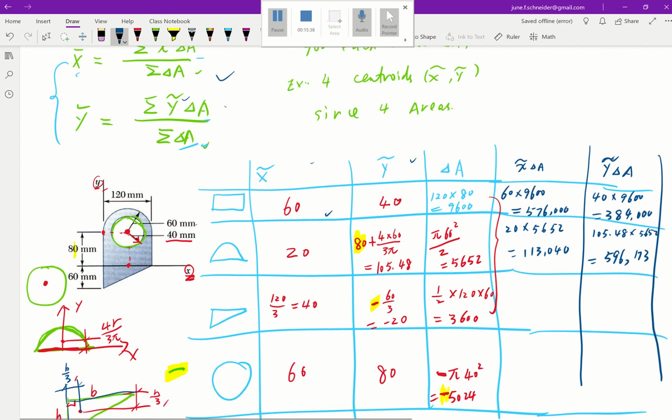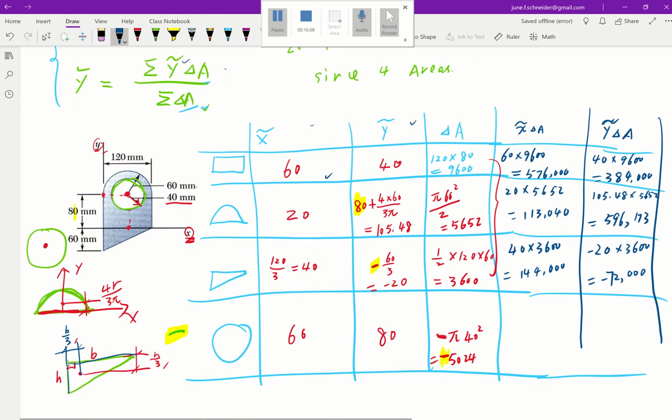596,173. Okay. Now move on to the next. For the triangle, X tilde is 40 and delta A is 3600. And we'll have that value. Then for Y tilde, it will be negative 20, right? It's negative, times 3600. Then we'll get a negative value here, 72,000. Then for the circle, it has negative area, so it's 60 times negative 5024.